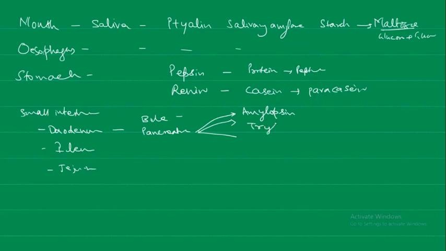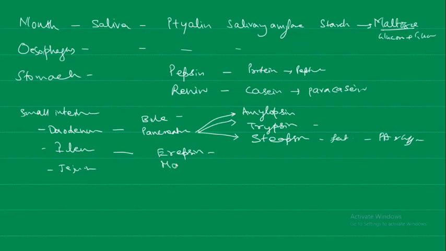Then trypsin is going to convert the proteins into peptides. Then steapsin, which is going to convert the emulsified fats into fatty acids and glycerol. Ileum. Ileum also has various enzymes. This is the main in-between part. It has erepsin, which is a peptidase.